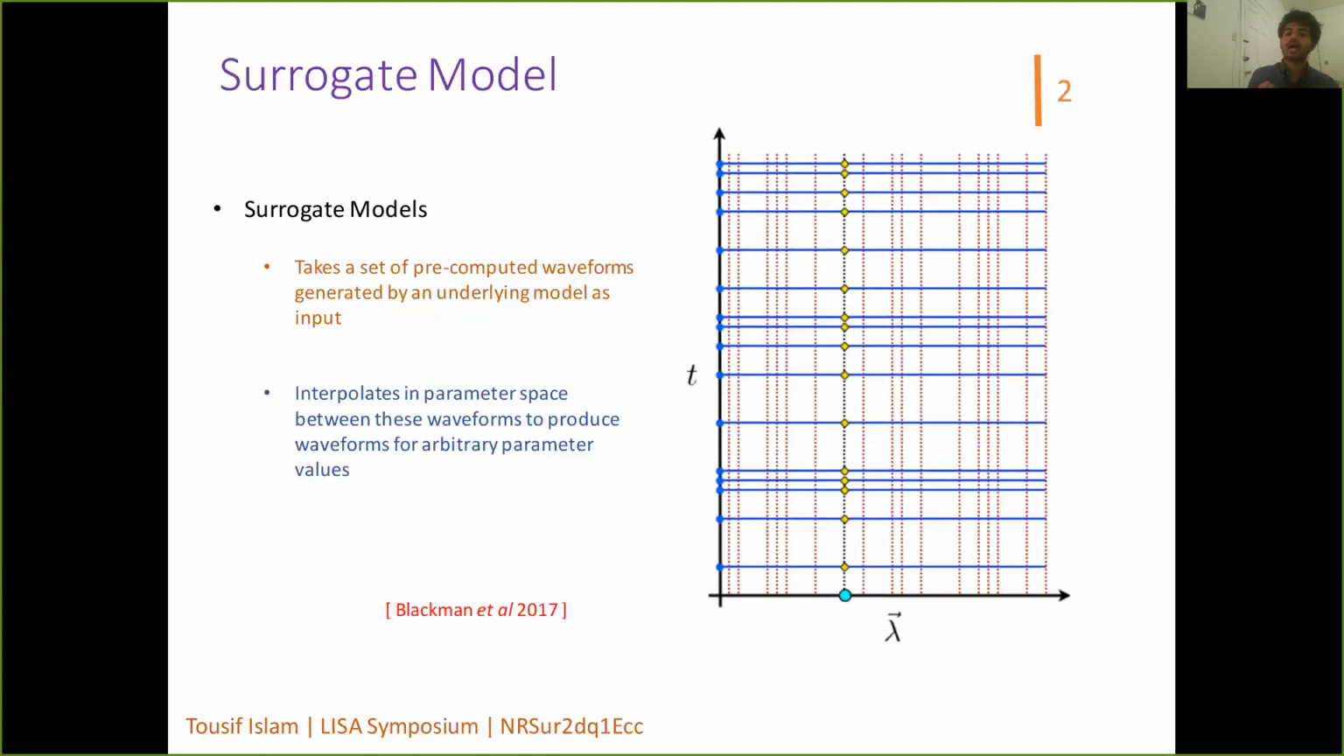NR surrogate waveforms, on the other hand, are both accurate as well as fast, making them perfect for detection and data analysis pipelines. Here we show a schematic of surrogate waveform modeling.